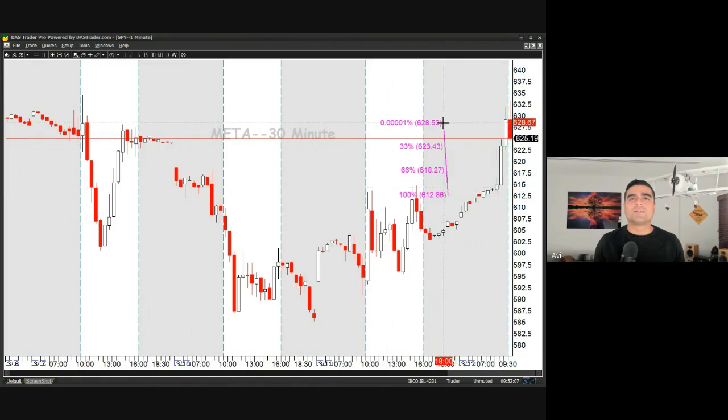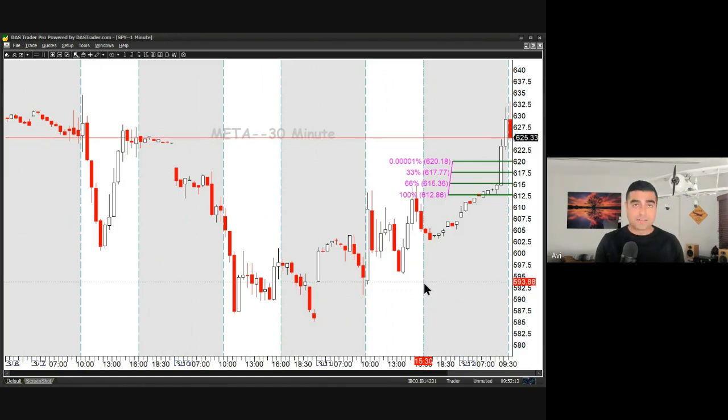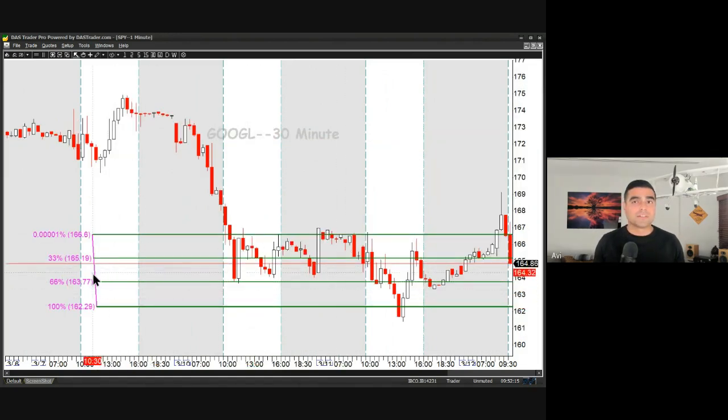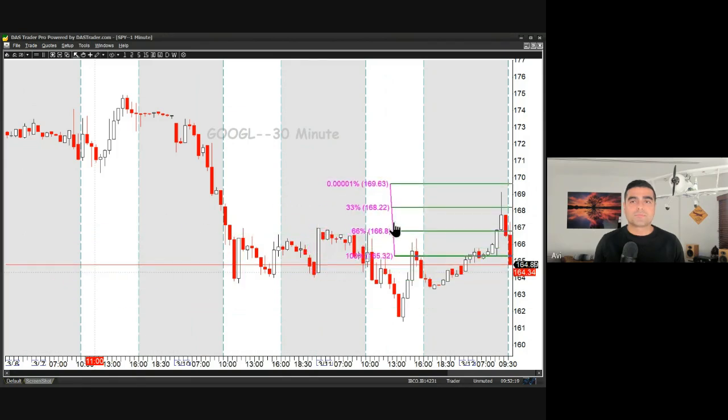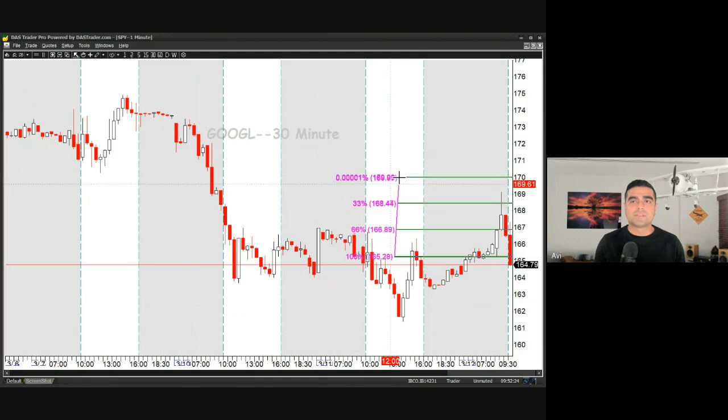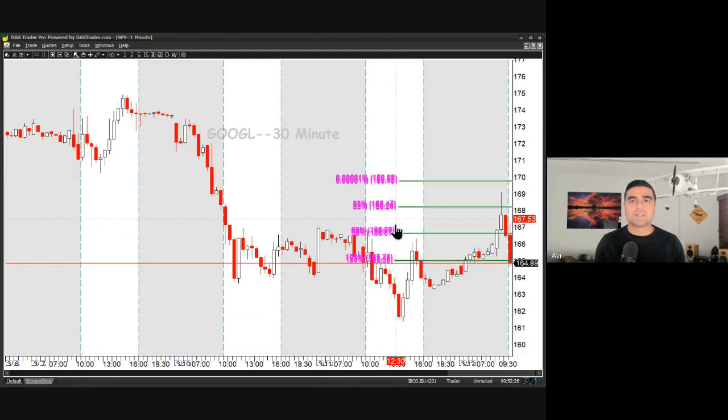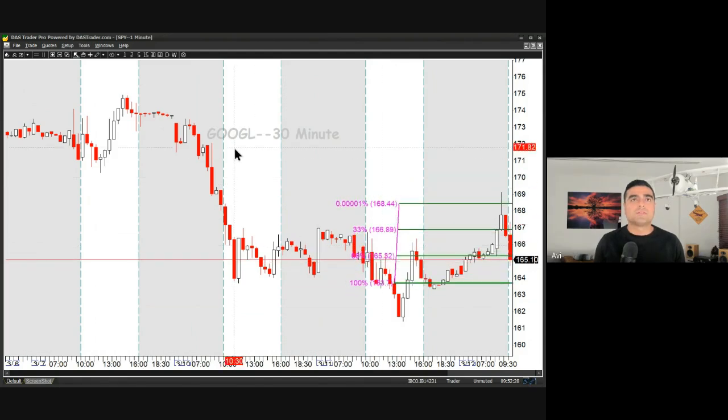Wow, look at this candle on Meta. It's ridiculous. How do you trade Meta when the 8 a.m. candle is so small and then it just ran? It's amazing. Google, what do we have here? 8 a.m. Okay. Cool. Did I miss anything?